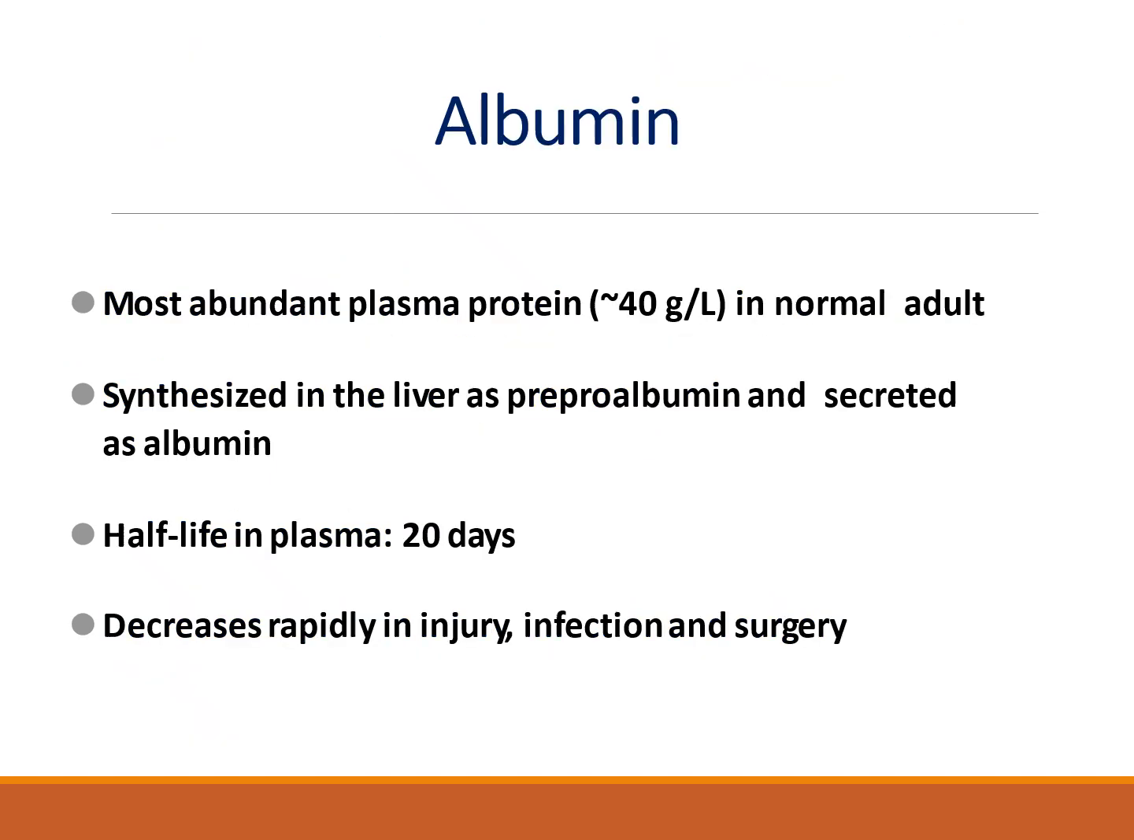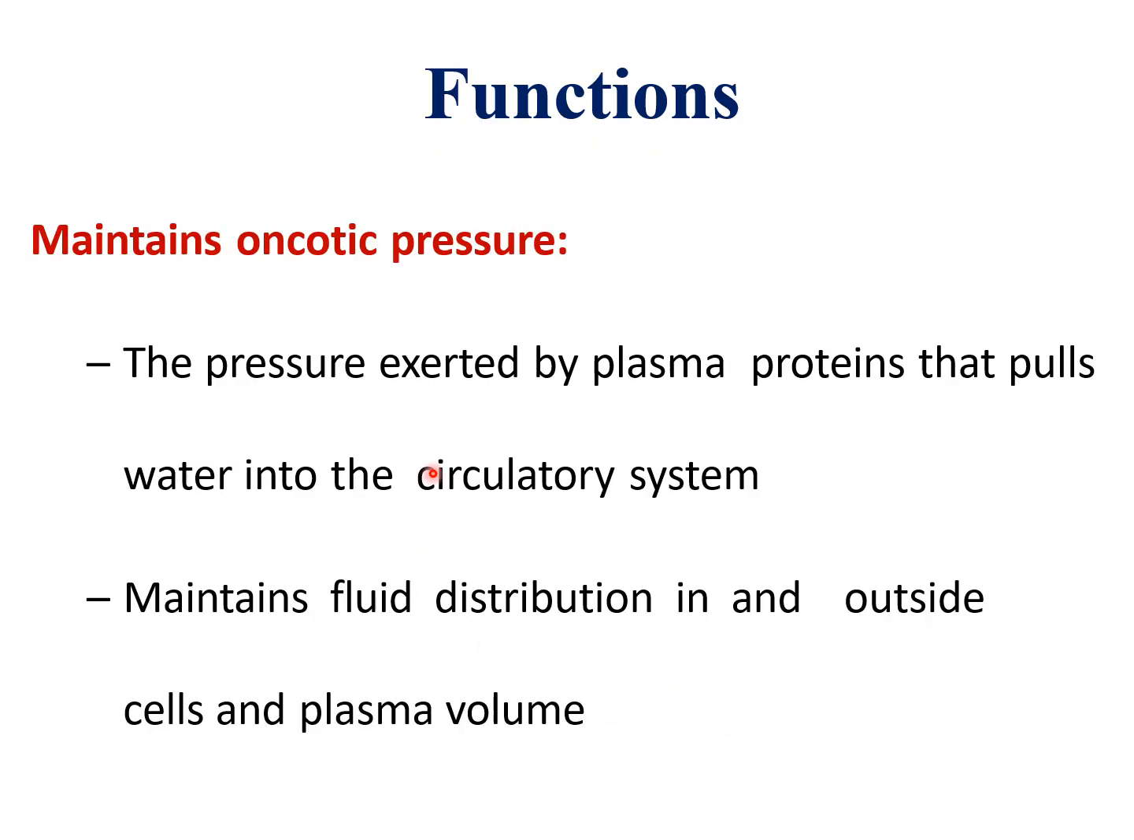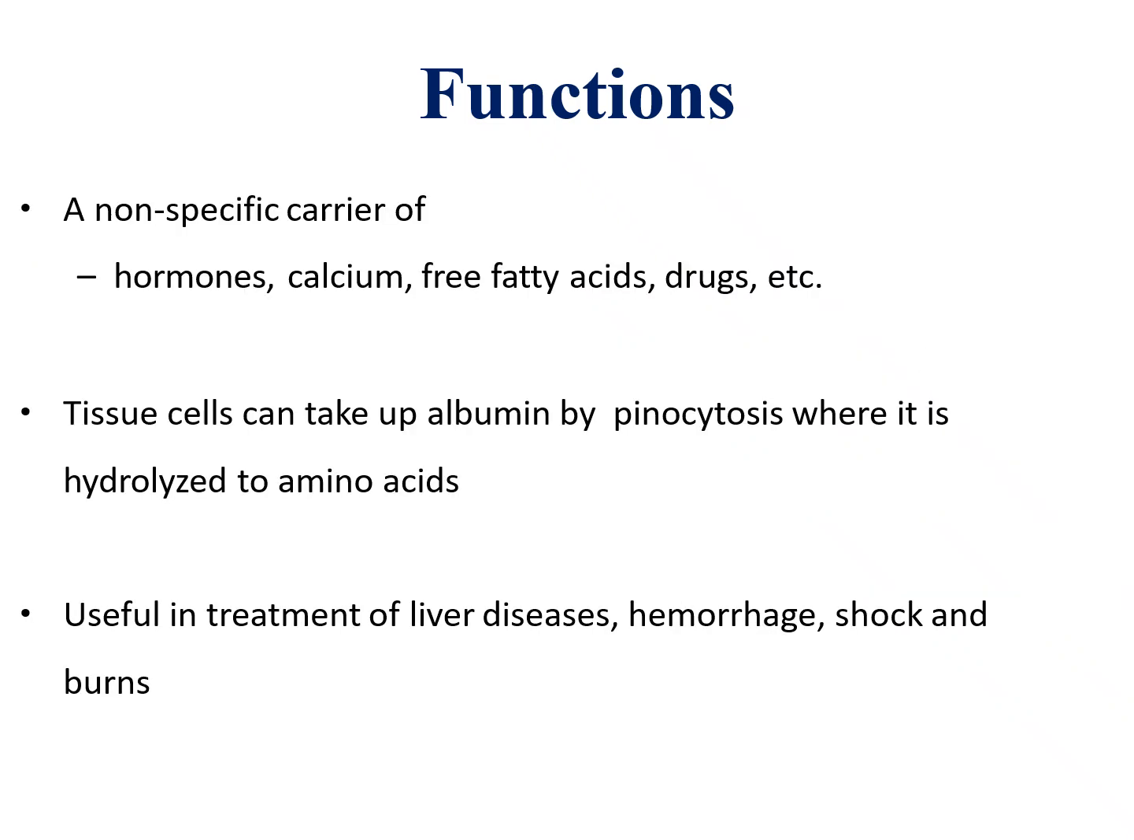Albumin is the most abundant plasma protein, approximately 40 gram per L in a normal adult. It's synthesized in the liver as pre-proalbumin and then secreted as albumin. Half-life is 20 days. It rapidly decreases in injury, infection and surgery. The main function is oncotic pressure. With the help of albumin, oncotic pressure is maintained. As I've already told, it is the pressure exerted by plasma protein that pulls water into the circulatory system, which maintains the fluid distribution in and outside of the cell.